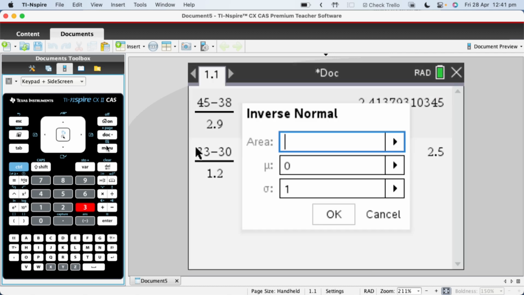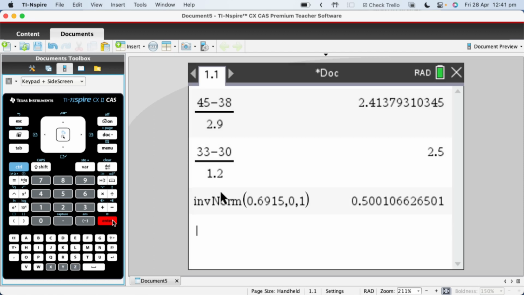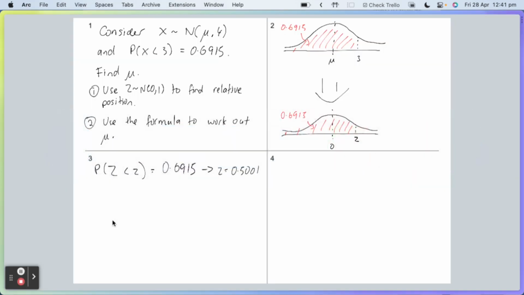I'm going to put in that area, which is 0.6915. And by the way, because I've been watching people use their calculators, once you've got that in, if you don't need to change these, just go straight into pressing the enter key, and then again, and then it's out. So you can see that I've got 0.500106626. I won't write all of that down. So that gives me a Z value of 0.5001. That'll do. I'll switch over to the screen so you can see what I've written down there.